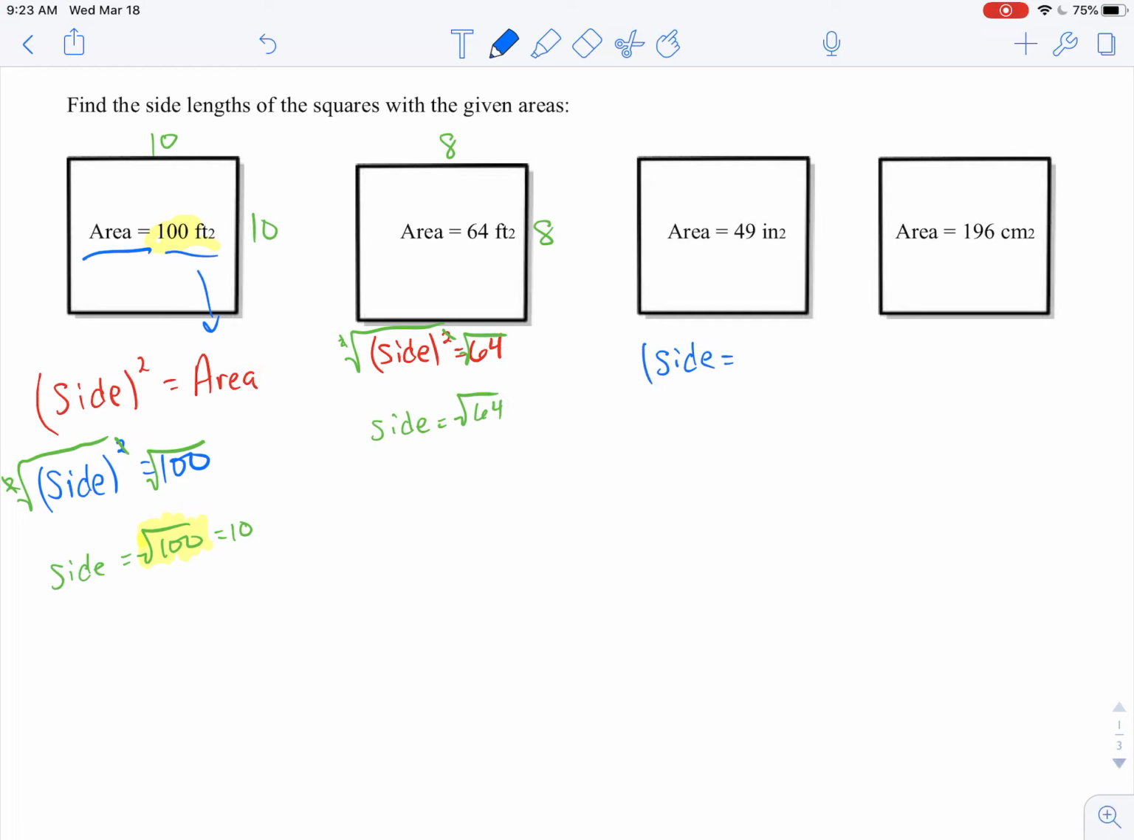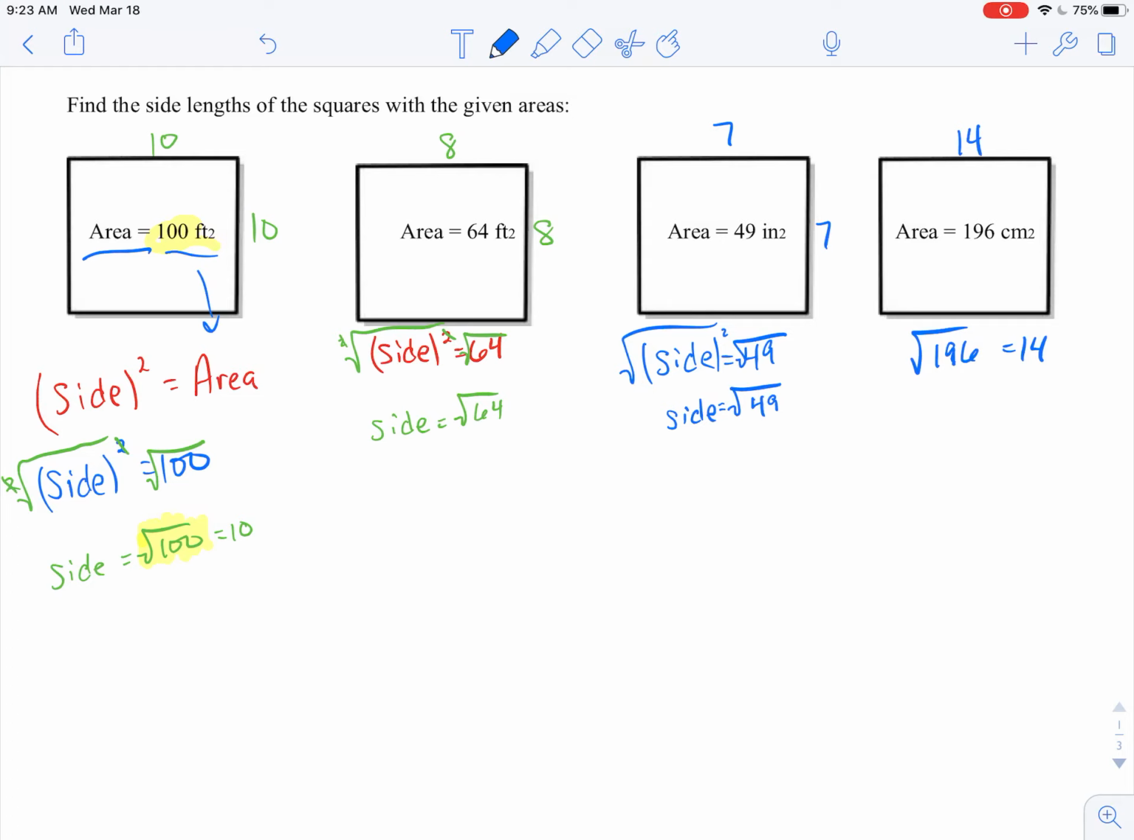So here the side squared is 49. So the side length, again, squaring and square rooting are opposites. So the side is root 49, which is 7. And this last one here, root 196, is just 14.